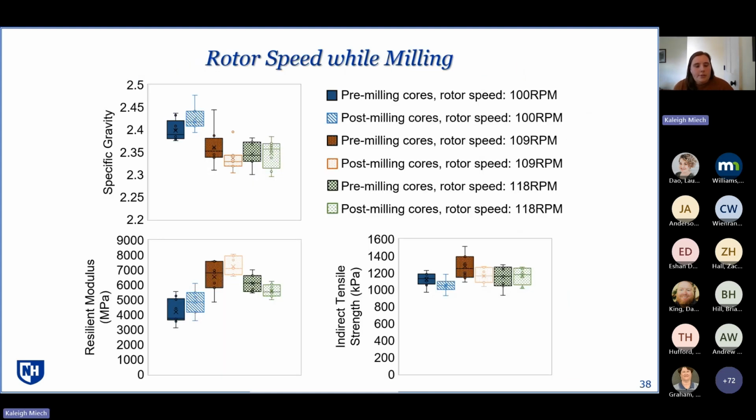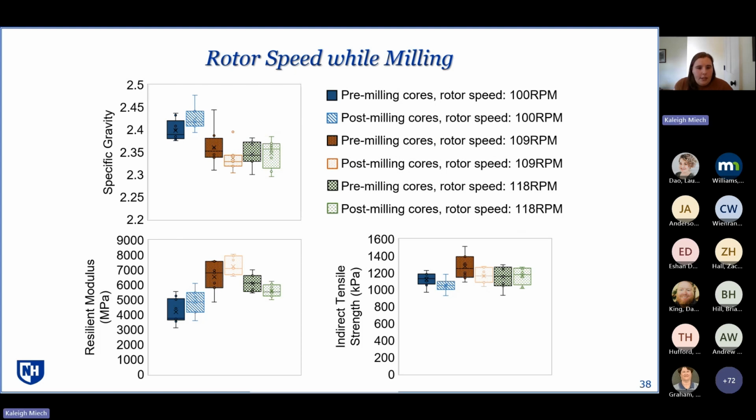So here we have the results from these cores. The dark blue correlates to the rotor speed of 100 RPM pre-milling, and then the post-mill is the corresponding post-milling core. And then the dark and light orange are corresponding for pre and post-milling for 109 RPM. And then the dark and light green is the pre and post-milling for 118 RPM.